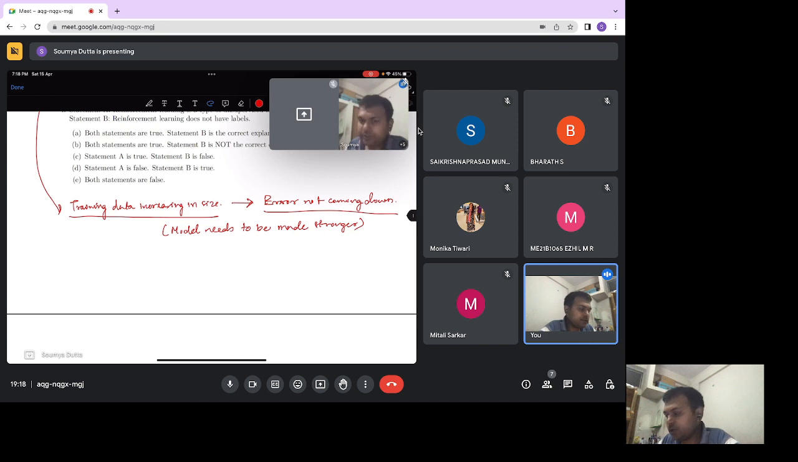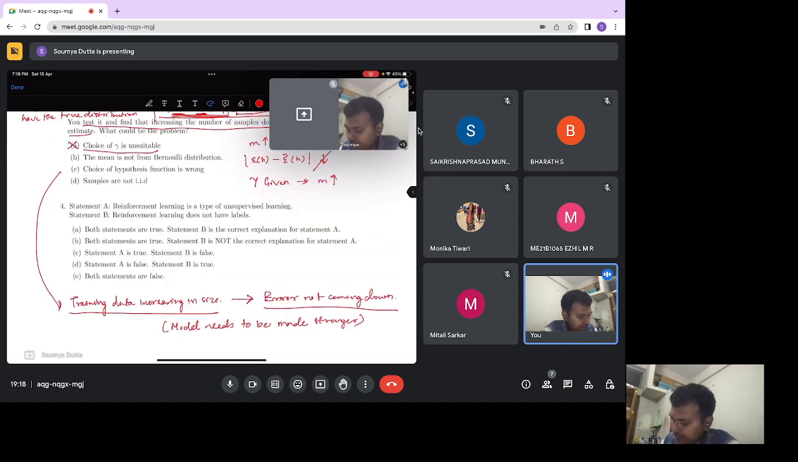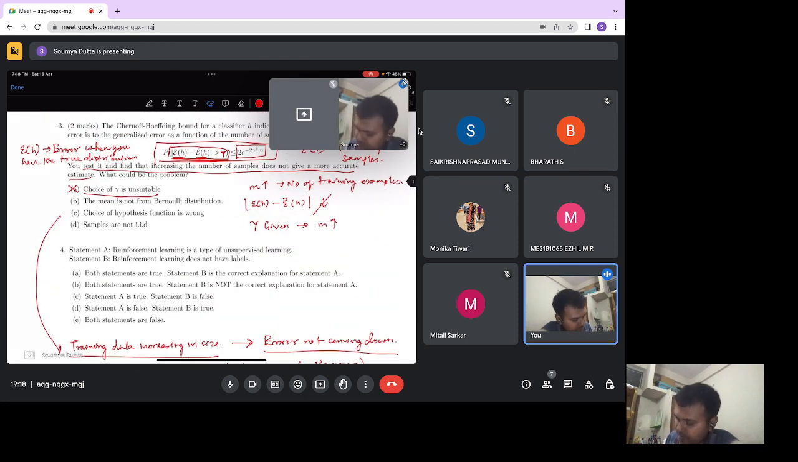Suppose your training error is not coming down even after increasing the training data. That means that your model is not able to learn the distribution at all. In such a case, your model needs to be made stronger. In learning theory, the other way of saying this is that the choice of hypothesis function is wrong. The hypothesis or model that you started with was wrong for your particular estimate.